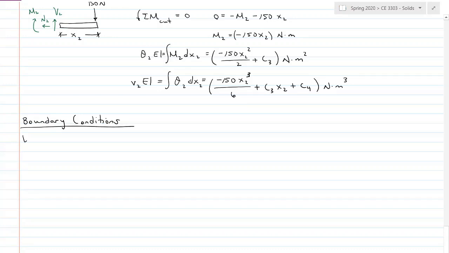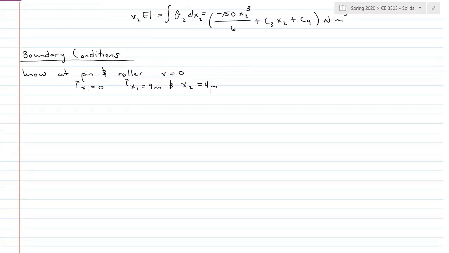And we know that at the pen and the roller, vertical deviation is equal to 0. The pen is located at x1 is equal to 0, and the roller is located at x1 is equal to 9 meters, and at x2 is equal to 4 meters, because we have overlap at that roller. So we have 3 boundary conditions now, 3 different equations that we can solve for.